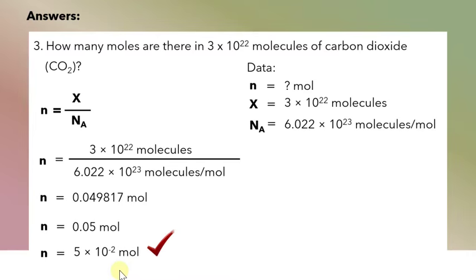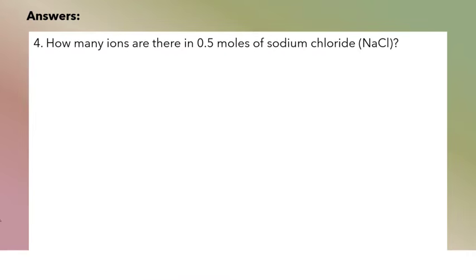So this is the correct answer here. All right, so let's answer number 4. How many ions are there in 0.5 moles of sodium chloride? They are asking us to find ions. The same formula remains: number of moles is equal to number of elementary particles over Avogadro's constant. When they say how many ions, they are asking you to find the X, because ions, molecules and atoms are elementary particles, and X stands for elementary particles.